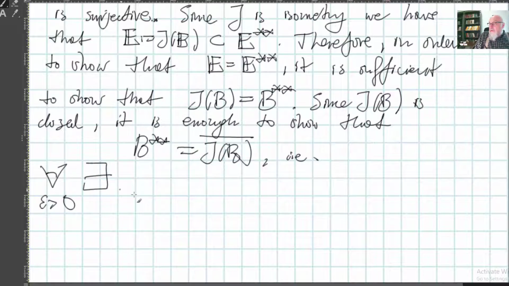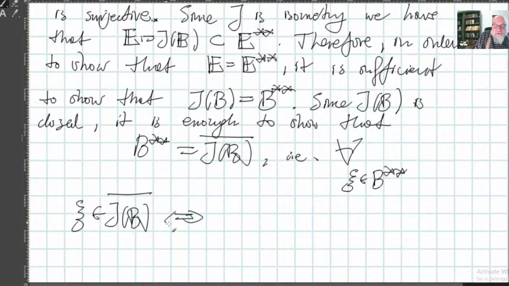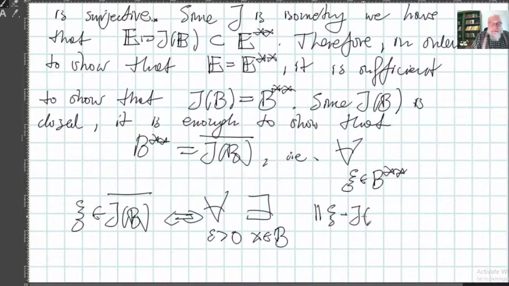for every psi belonging to B double star, so that means this psi belongs to the closure of J of B. This is equivalent to saying that for every epsilon larger than 0, there exists an x belonging to B such that the norm of psi minus J of x must be smaller or equal than epsilon. So that's what we need to prove.